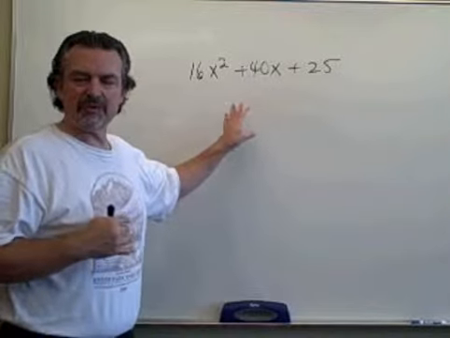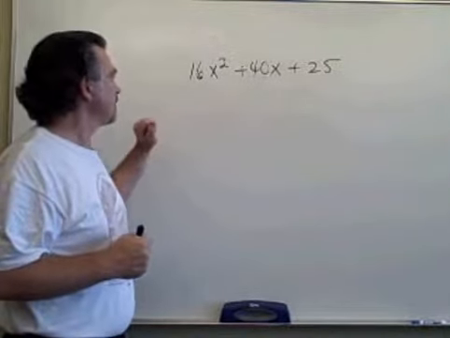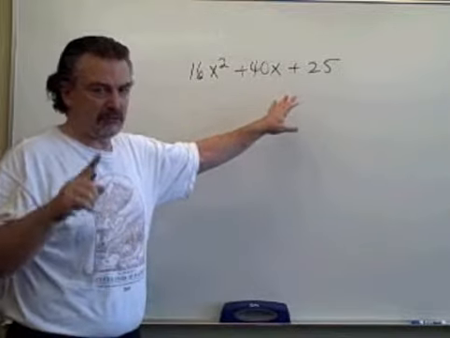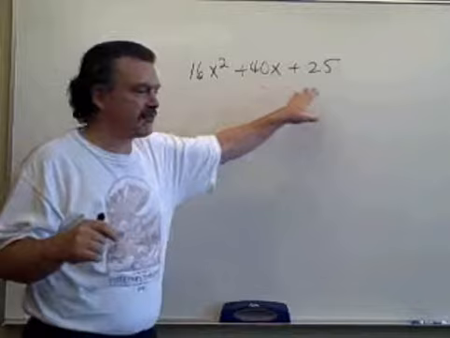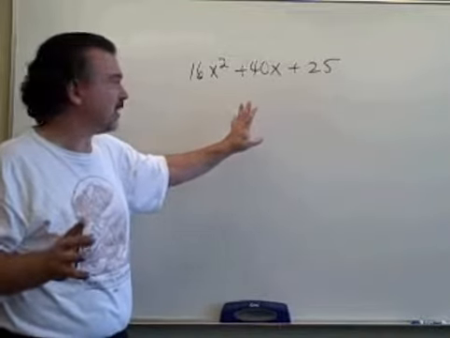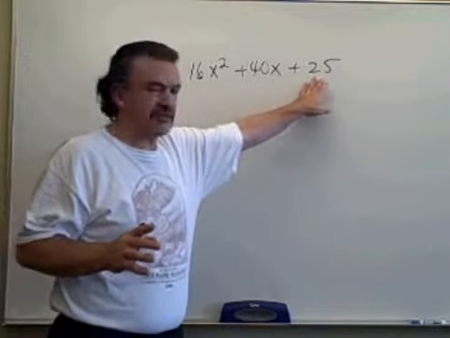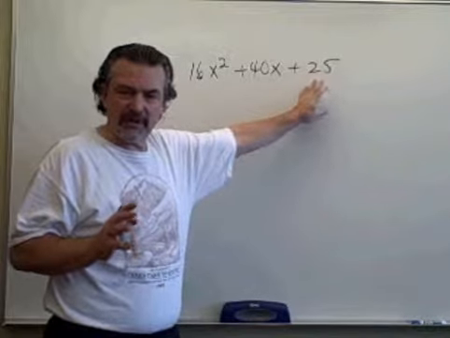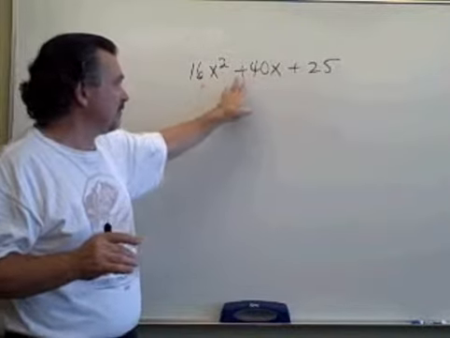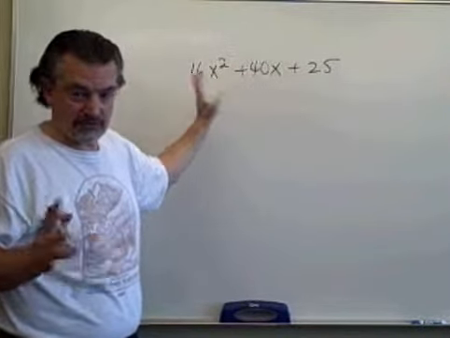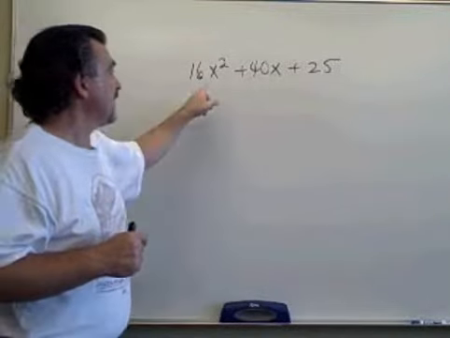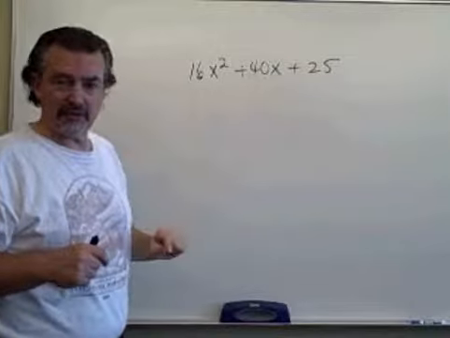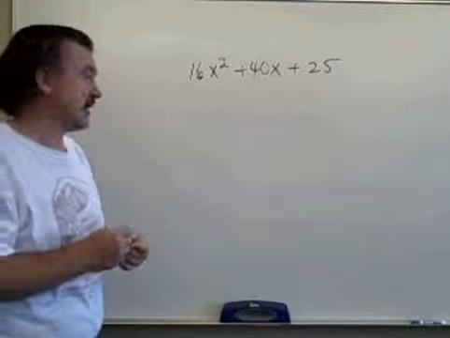Here's yet another example of a trinomial for us to factor. Looking for a common factor, always do that first. There is no common factor that the coefficients share other than 1. The only factors of 25 are 1 and 25, 5 and 5, and the only thing they share with these two coefficients is that factor of 1, which doesn't do us any good to divide out. And there is no common variable, so there's no common factor I can divide out.